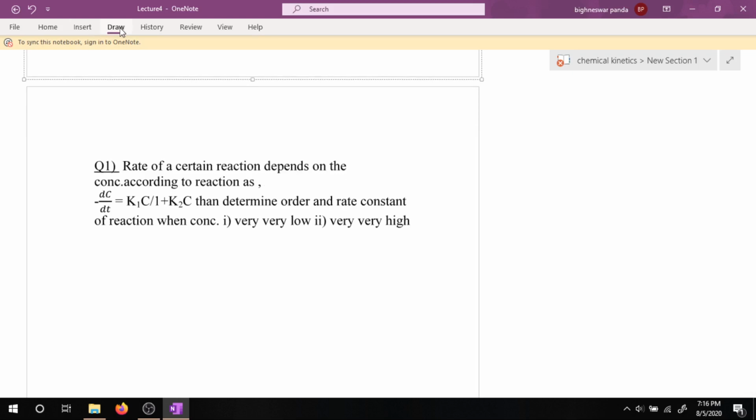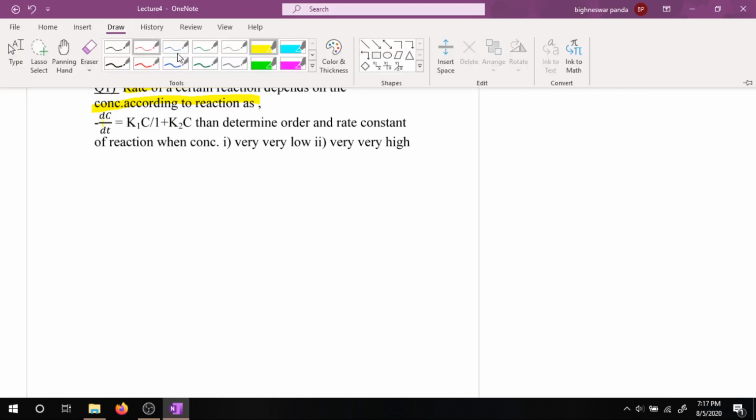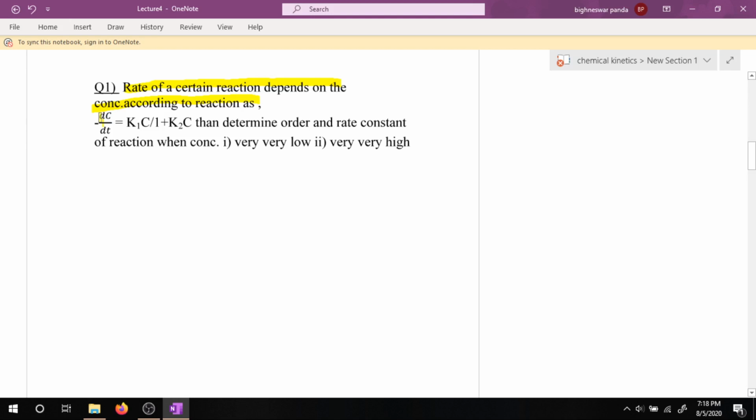Let's start with a problem. Given: the rate of a certain reaction depends upon concentration according to the rate law minus dC by dt is equal to k1 C divided by 1 plus k2 C. Then determine the order and rate of reaction when the concentration is very low.